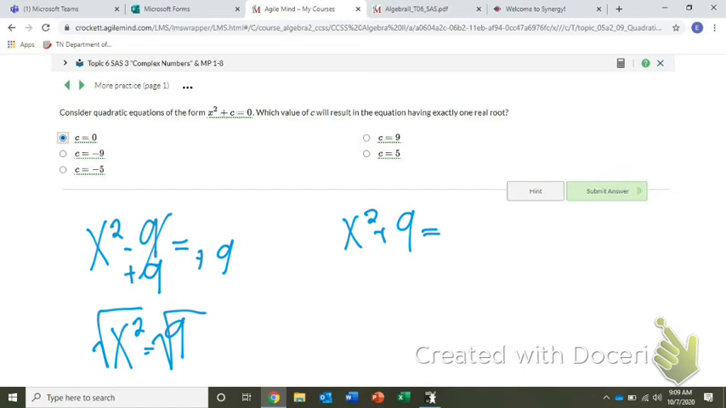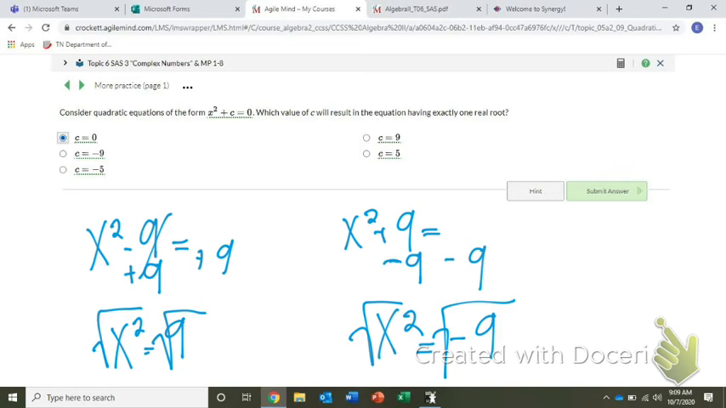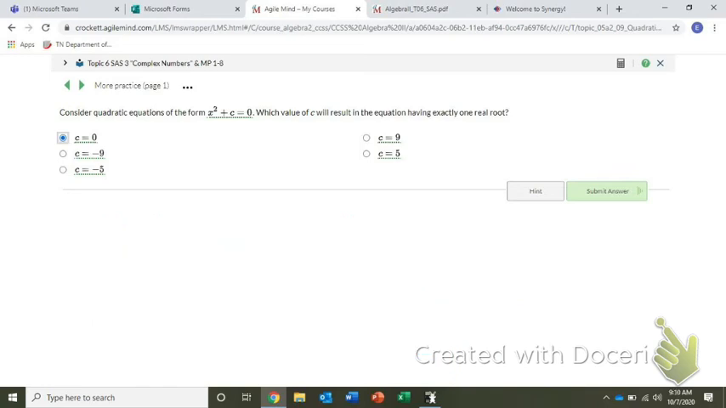Okay? This one, if I subtract 9, x squared equals negative 9. When I go to take the square root, can I do that? No, which is why it's non-real and complex. Okay? So my only choice it could be would be 0, where it crosses at 0. So make sure you hit submit so you get credit.